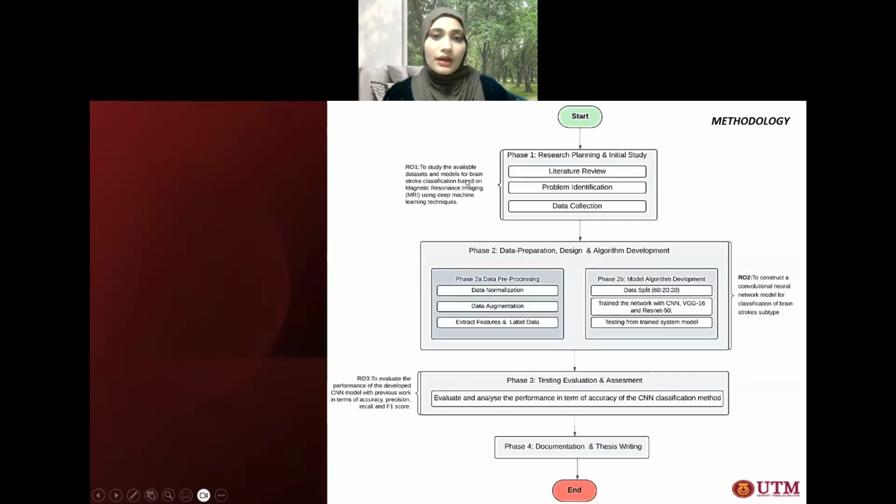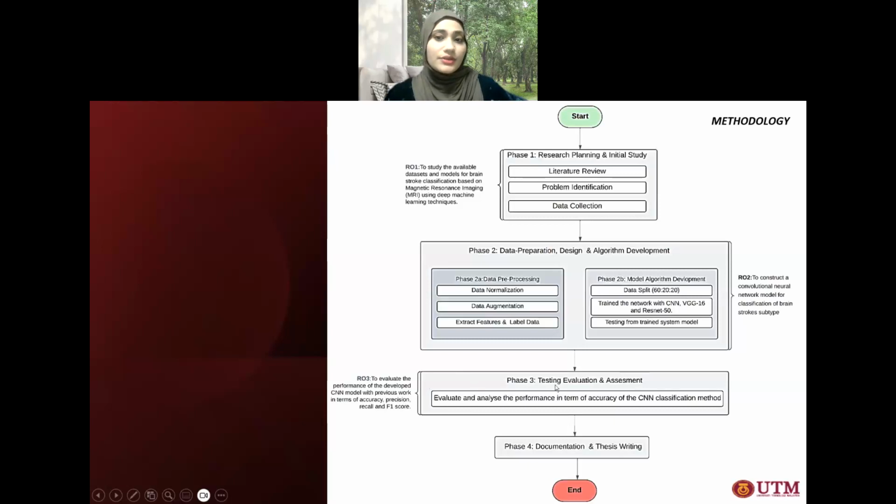So first of all, to cover our RO1, which is to study the available datasets, we have done the literature review, problem identification, and data collection. To achieve our RO2, to construct neural networks, we have done data preparation, algorithm design, and the implementation of train network with CNN, VGG16, and ResNet. And then to cover our last objective, research objective 3, to evaluate the performance of the developed CNN model with previous work in terms of accuracy, precision, recall, and F1 score.